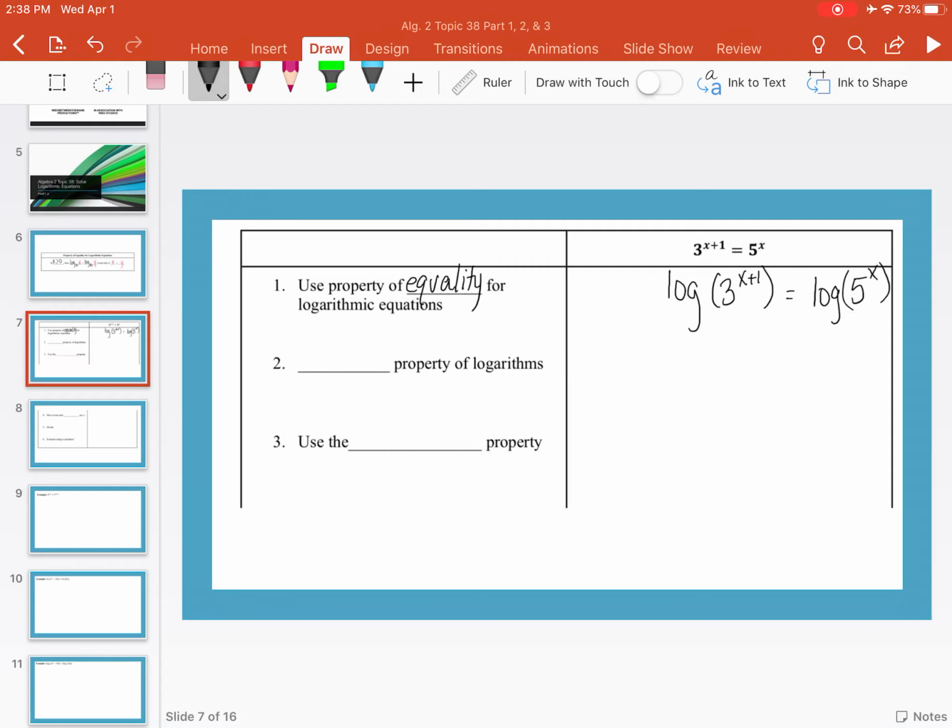Now what we know here is we can use the power property of logarithms. So we can take this x plus 1 and bring it down, and also take this x and bring it down front. So we end up with x plus 1 times log of 3 equals x times log of 5.